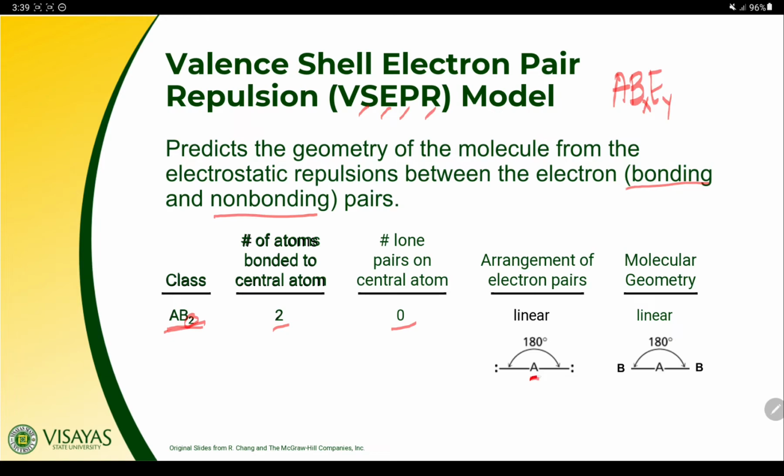So we have our central atom and the two electron pairs here. Now if we replace these with atoms, so we have our B, which stands for the atom, then after accounting for the repulsion of the bonding pairs of electrons, we now have a linear molecular geometry. So its bond angle is 180 degrees. That is how we write our linear molecule with class AB2. We have our A in the center, and then our two atoms bonded.